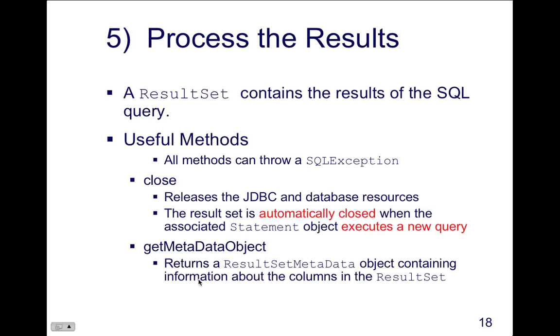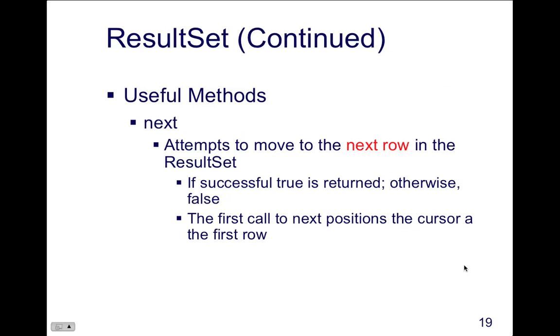The getMetaData method is another one. It returns the result set metadata, and I have an example that's going to show you how to do that, where the object contains information about the columns in the result set. And now we have our result set. Continuing with useful methods, the next, which we've seen already, is a quick way of going through each row, and I have an example that's going to show us how to do that.